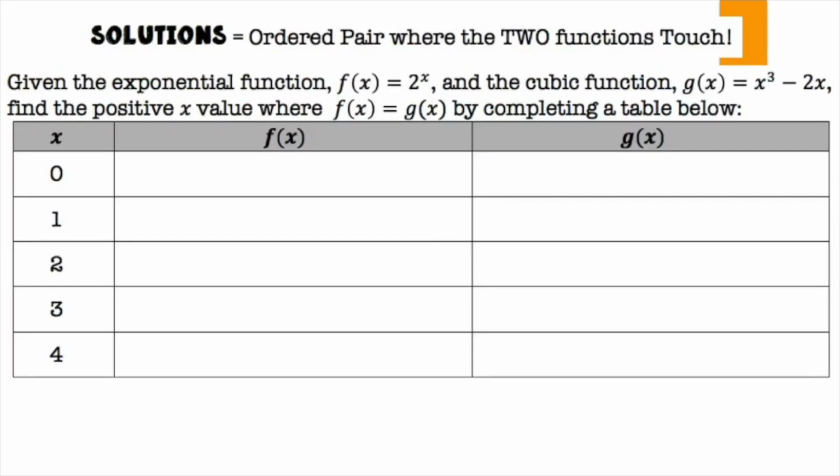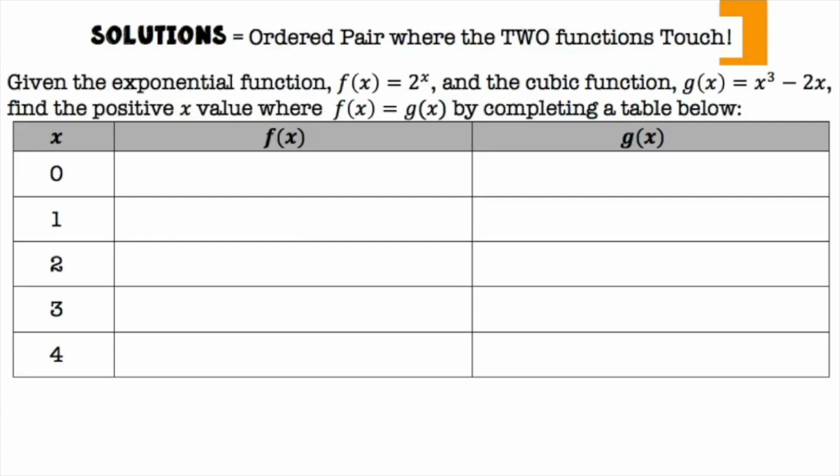Alright, so solutions are ordered pairs where the two functions touch each other, so it's where they cross paths. When you're looking at a graph, it's really easy to find it, but when you're given two functions that are algebraic, like the one below, you actually have to create a table and see where the answers all match across the entire row.